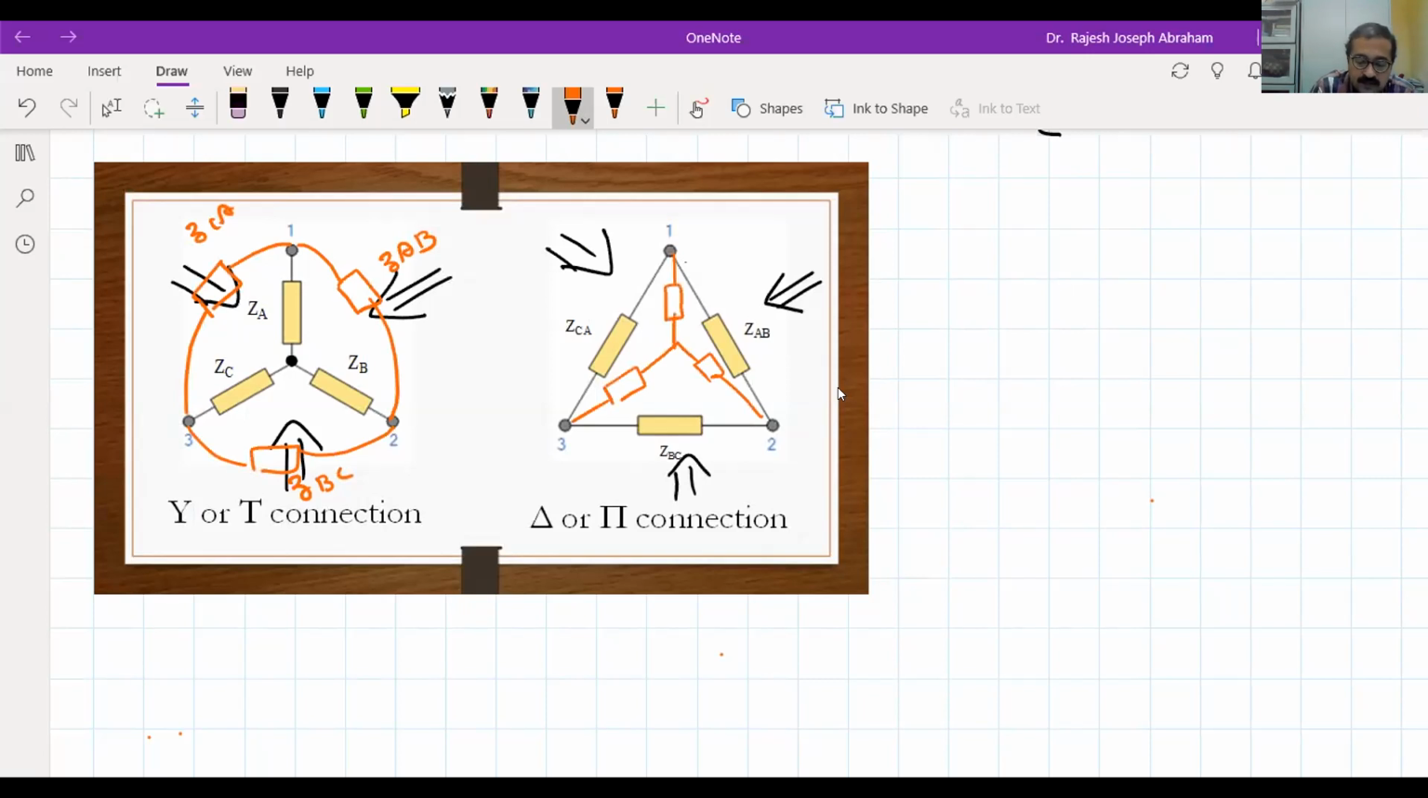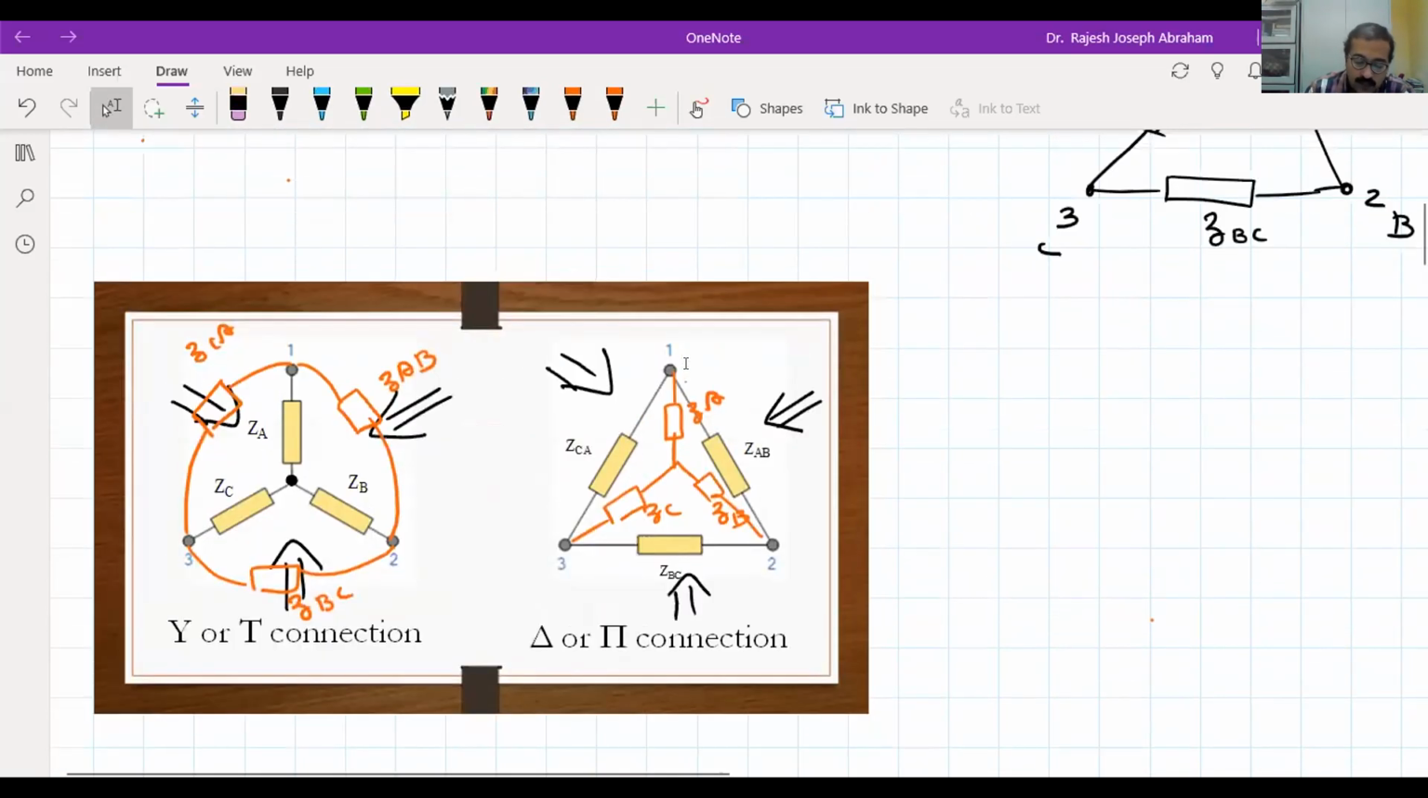Okay, so if you can transform this delta into an equivalent star, then this impedance corresponds to ZA, this corresponds to ZB, and this corresponds to ZC. This condition exists only if the impedances seen from the respective terminals in both star and delta are equal. If that's the condition, then we can transform star to delta or delta to star. Am I clear? Coming down.